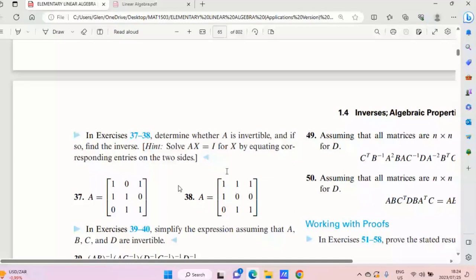37 and 38. Okay, I'm done. Okay, Magwena, then let's go with what you found. What did you get, my sister?